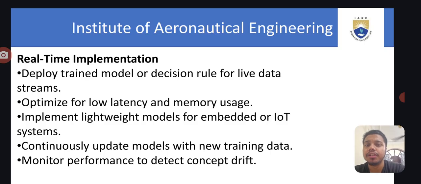Real-time implementation. Deploy the trained model or decision rule for live data streams. Optimize for low latency and memory usage. Implement lightweight models for embedded or IoT systems. Continuously update models with new training data, and monitor performance to detect concept drift.